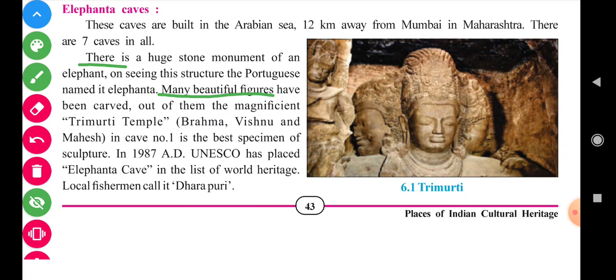Many beautiful figures have been carved out of them. The magnificent Trimurti temple, Brahma, Vishnu and Mahesh in cave number 1 is the best specimen of sculpture. So here, as I tick mark it, the Trimurti temple is very famous and one of the number 1 specimen in the category of sculpture. In 1987 AD, UNESCO has placed the Elephanta cave in the list of World Heritage Sites. Local fishermen call it Dharapuri.